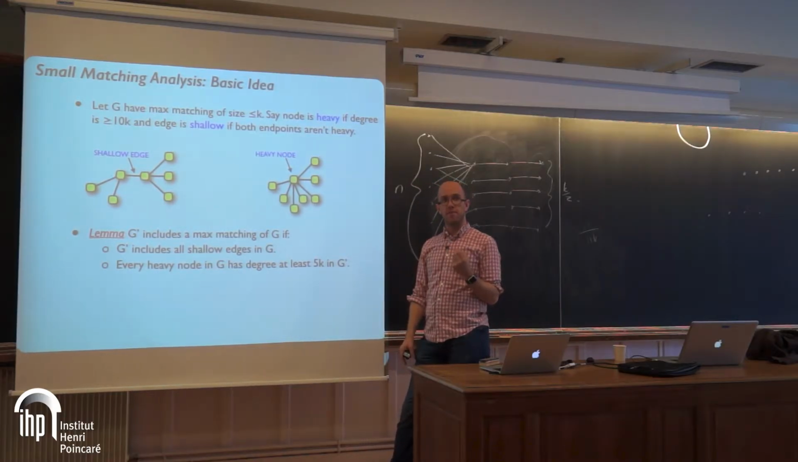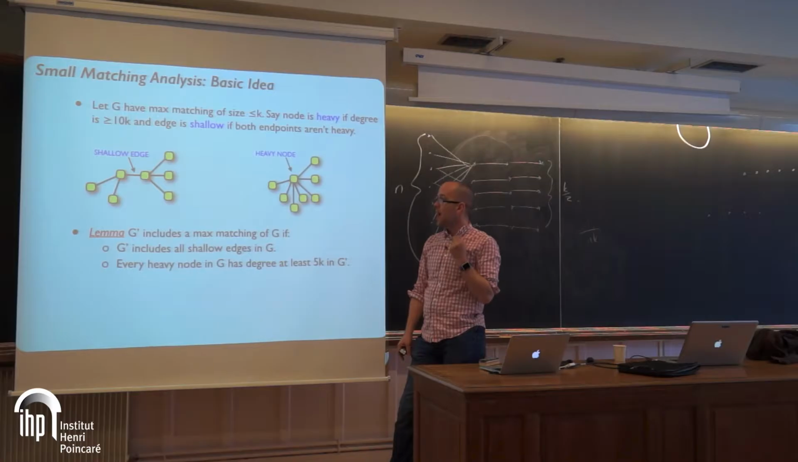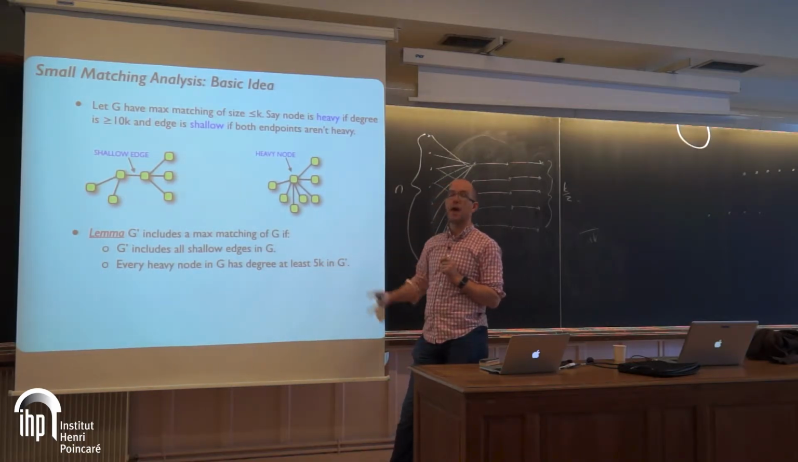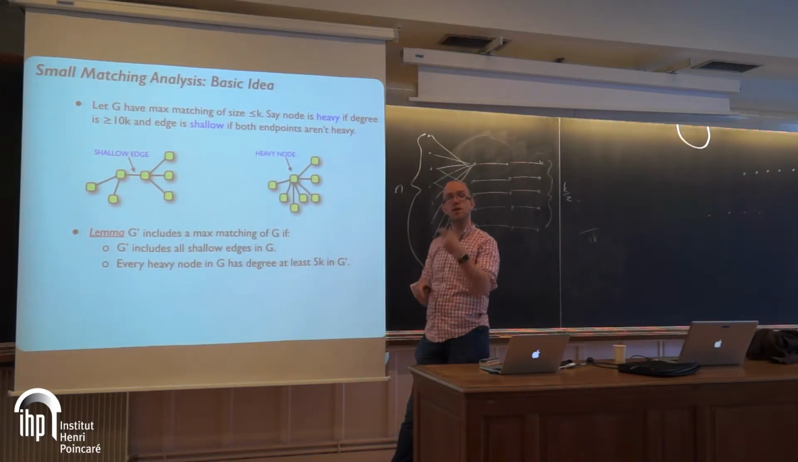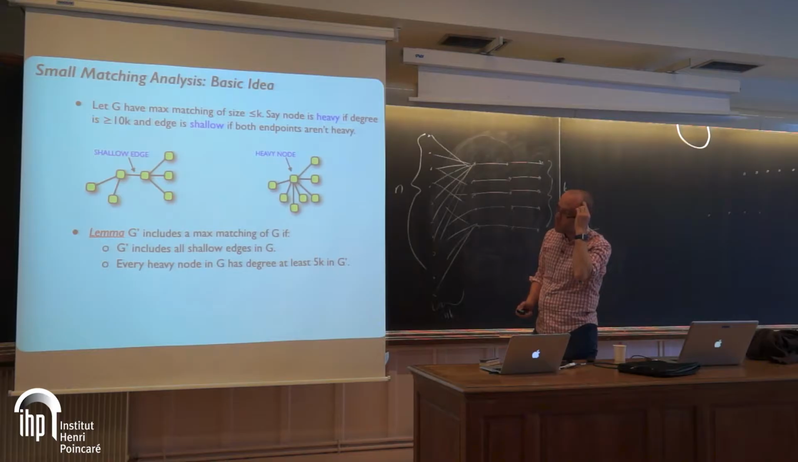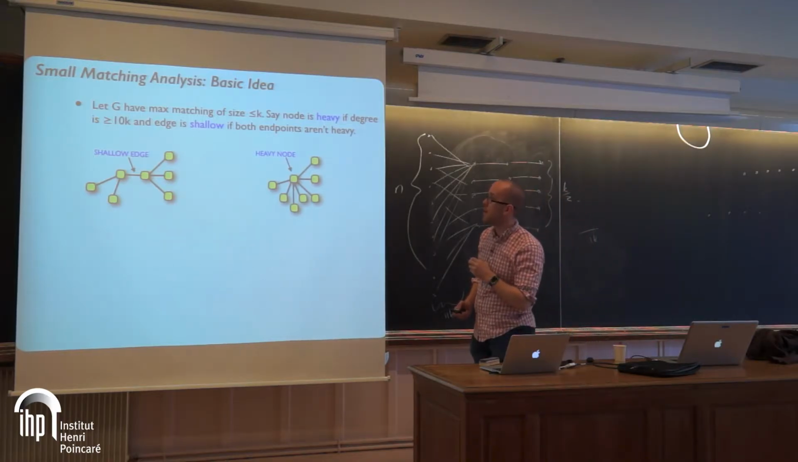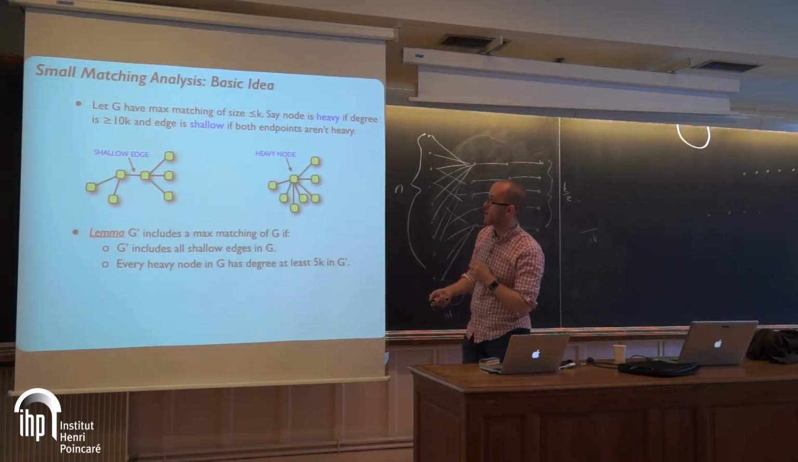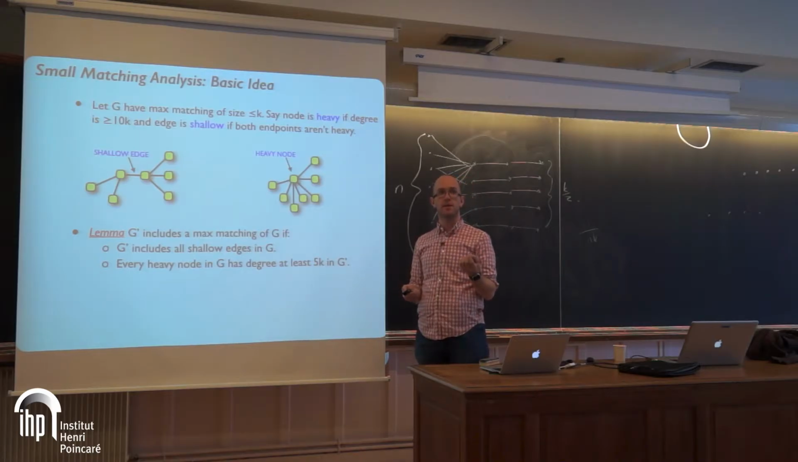Okay? And what you can prove is that a subgraph, G prime, includes a maximum matching of the original graph G if the following two properties are satisfied. If G prime includes all shallow edges in G, and every heavy node in the original graph G, when you look at the node in the sample graph, has degree at least 5k. So an edge whose endpoints both have small degree is definitely sampled, and nodes that have high degree still look relatively high degree in the sampled graph.